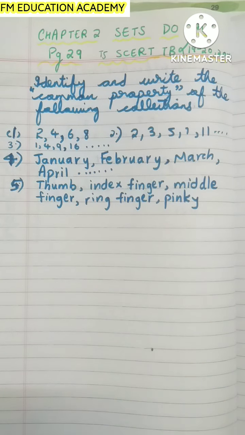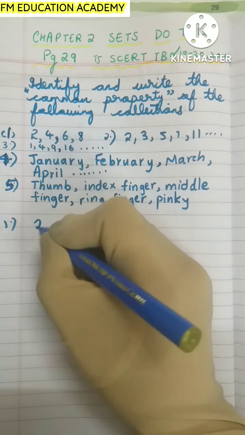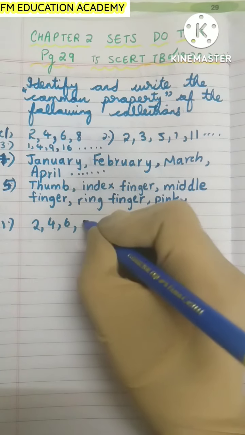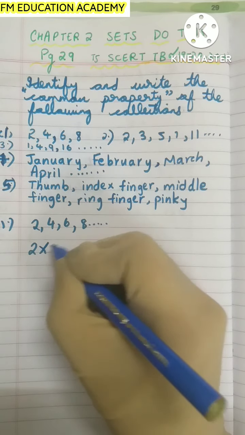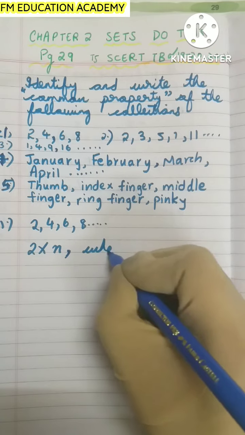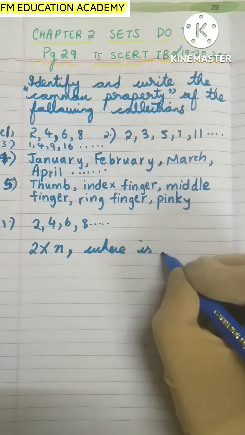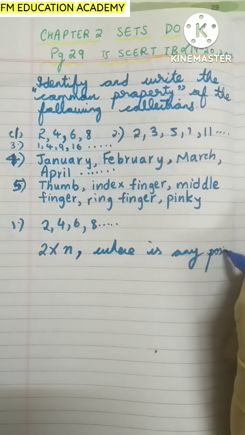So we can write this: 2, 4, 6, 8 up to something is nothing but in the form of 2 into n, where n is any positive integer.